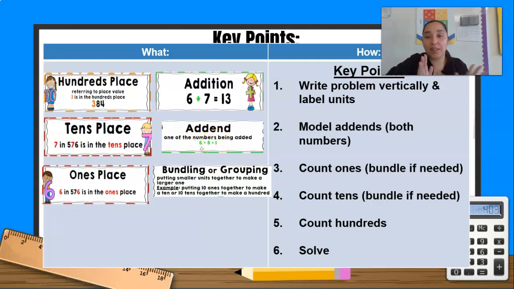And we are practicing bundling. And bundling means that you put 10 ones together to make a 10, and 10 tens together to make 100.